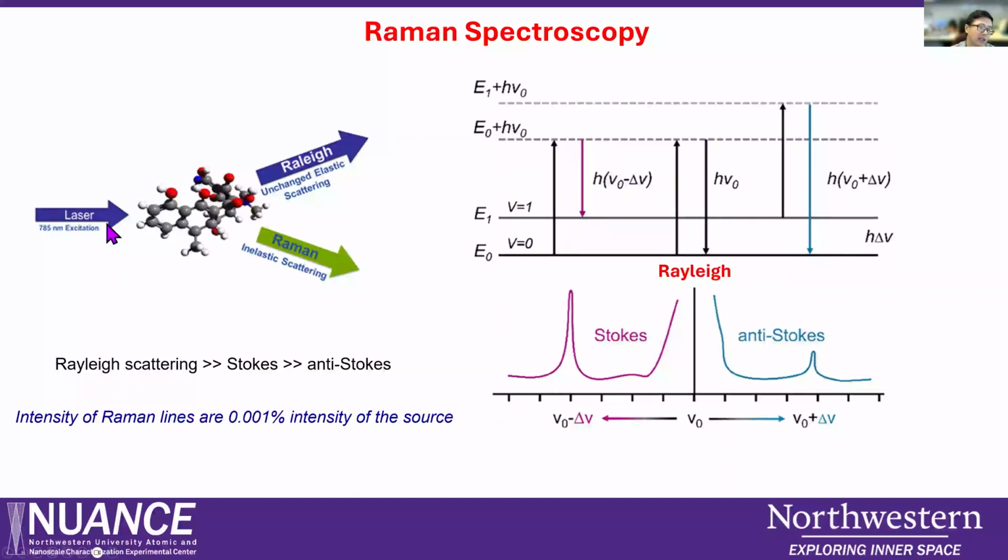This uses a laser to shoot on the molecule, on the substance, your sample, and then you get the light. Most of it is unchanged, which is elastic scattering, with no energy loss or increase. Some is called inelastic scattering, where the energy increases or decreases. This is the Raman signal we get. For the laser light with no energy change, this is called Rayleigh scattering, and this is very, very strong.